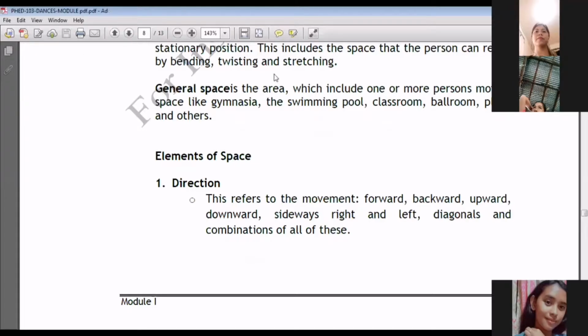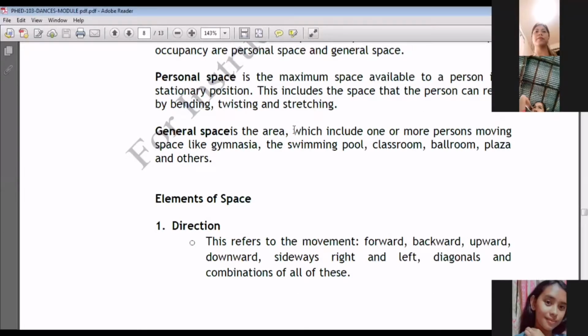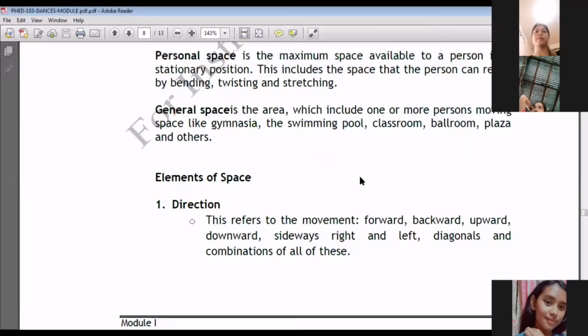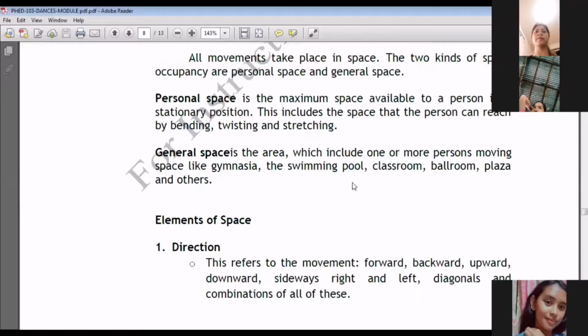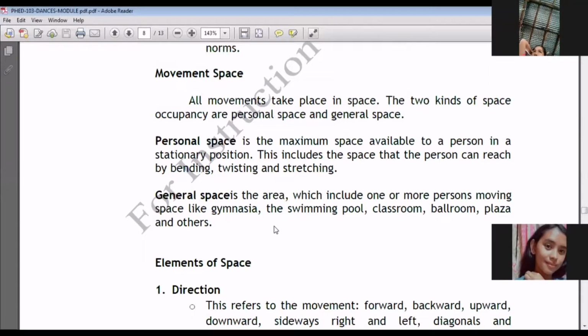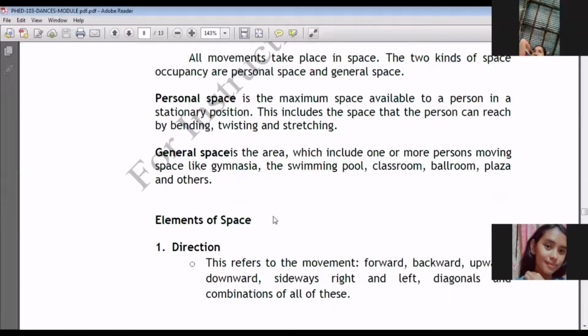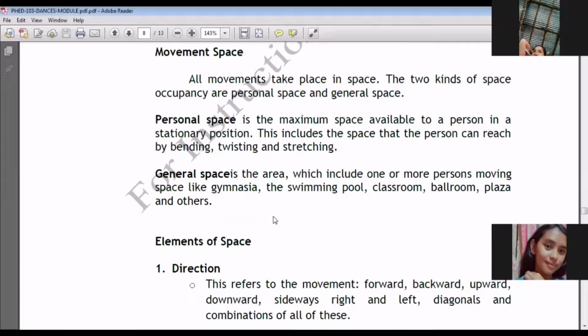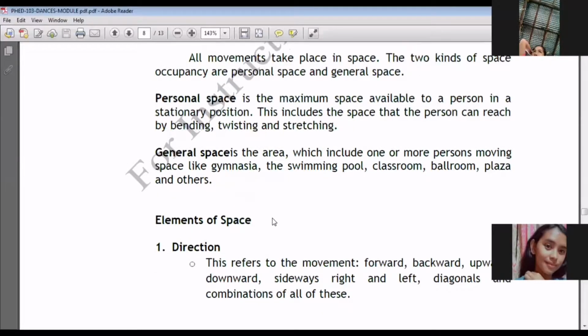Ma'am, yes. Who is it? The personal space is for non-locomotor movements and the general space is for locomotor movements, ma'am. Not necessarily, my dear, because we're talking here about space. We're not talking here anymore of the movements. Okay? Hindi na ito movements. Yung space na. Yung pagkakaiba na ng general space at yung personal space mo.